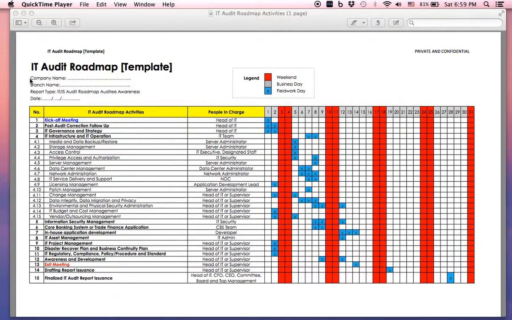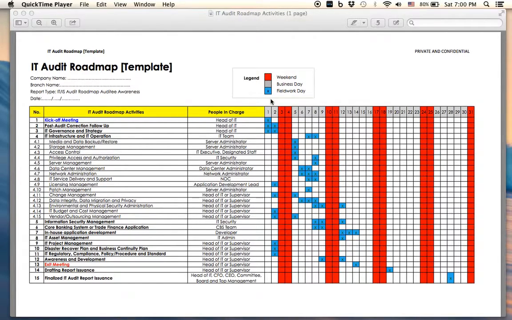For example, the company name. If you are the external auditor, we need to put the client name. If you are the internal auditor, we need to put the company name or the organization name. And the branch name means the location where you are doing the on-site review or on-site audit. And the report type is IT or IS, Information System Audit Roadmap, Audit Awareness, and the date that you perform the activity.